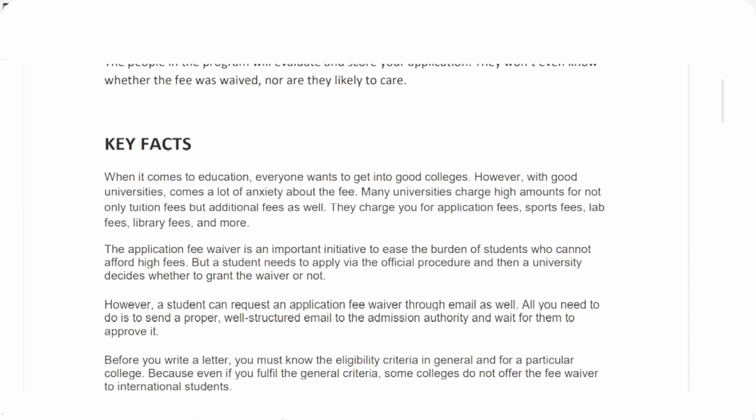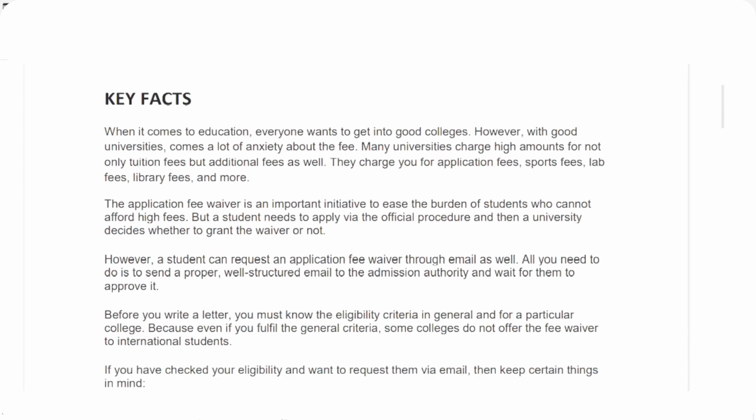But a student needs to apply officially. You go through the right process, you go through the right channel, because the university is going to decide whether to waive the fee for you or not. All universities, I believe, have a protocol, a procedure which you must follow in order to request an application fee waiver. However, a student can request for it through an email. All you need to do is send a proper, well-structured email to the admission authority and wait for them to approve your application fee waiver.